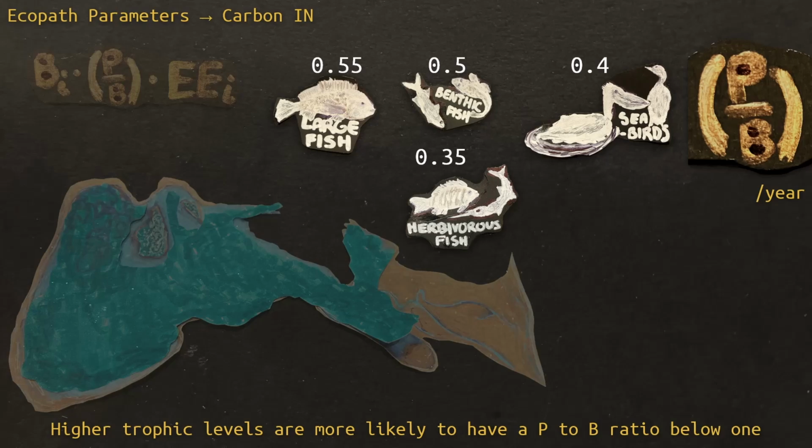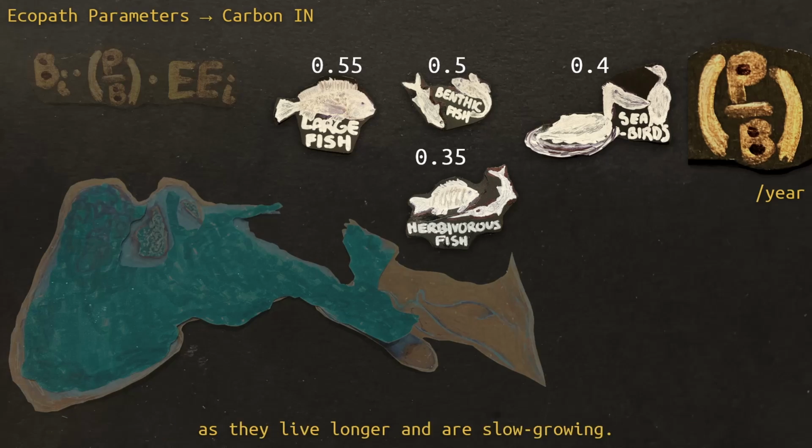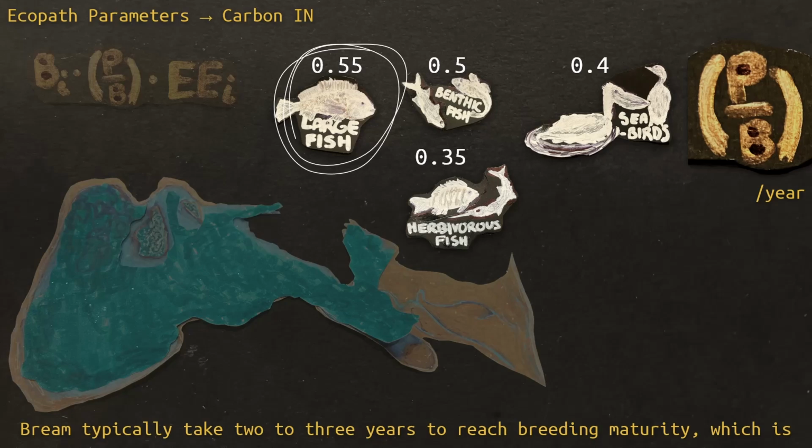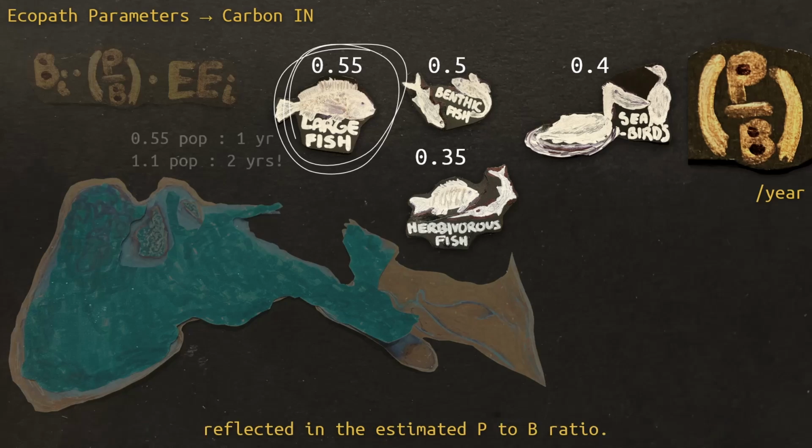Higher trophic levels are more likely to have a P/B ratio below 1 as they live longer and are slow-growing. Bream typically take 2 to 3 years to reach breeding maturity, which is reflected in the estimated P/B ratio.